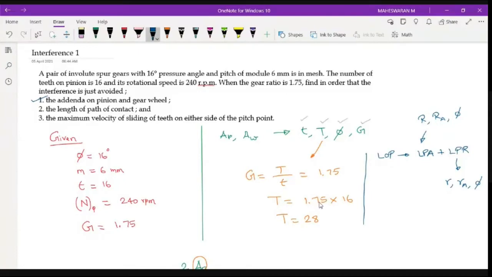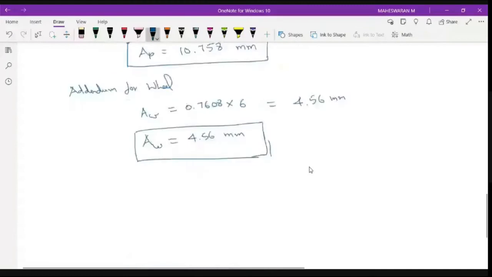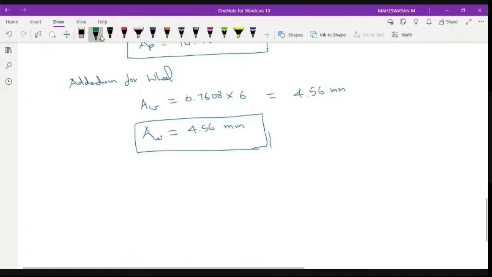What is R? Radius of pitch circle. Yes, it is the pitch circle radius. How to identify that? Using module. Very good. So you have module, so I can identify based on module. You know the formula for module. It is D by T. So capital D divided by capital T, or small d divided by small t.